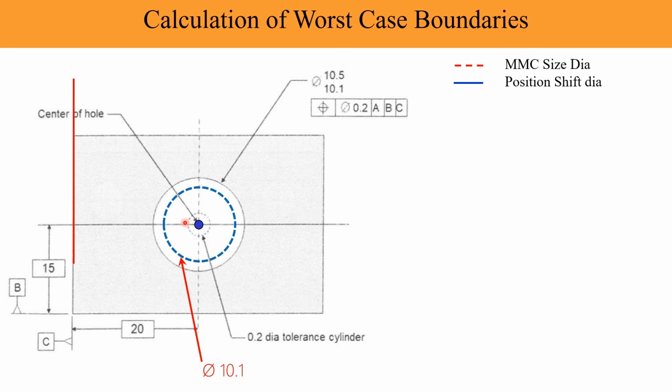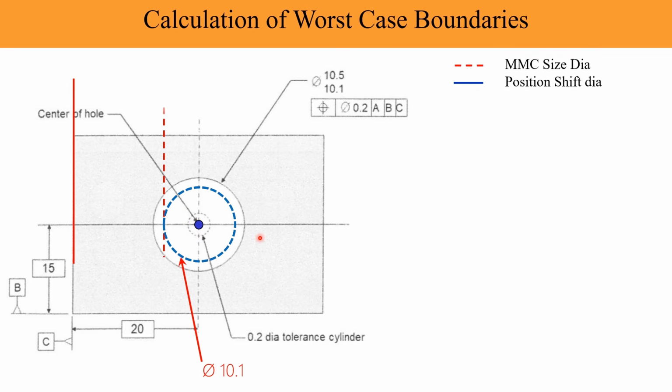It means 5.05 is the MMC radius. Since a position tolerance of 0.2 is applied, the hole center can shift within a positional tolerance zone of 0.2 mm. In the second step, consider the worst case shift.